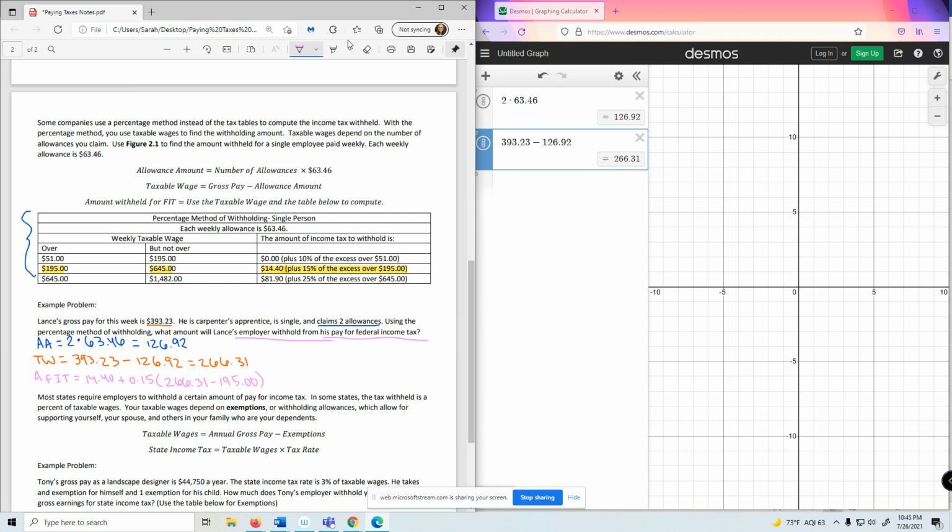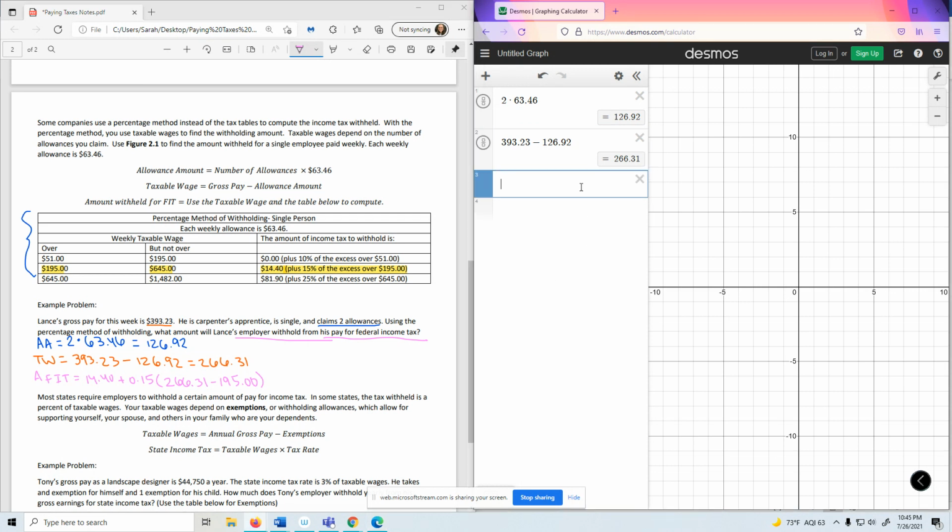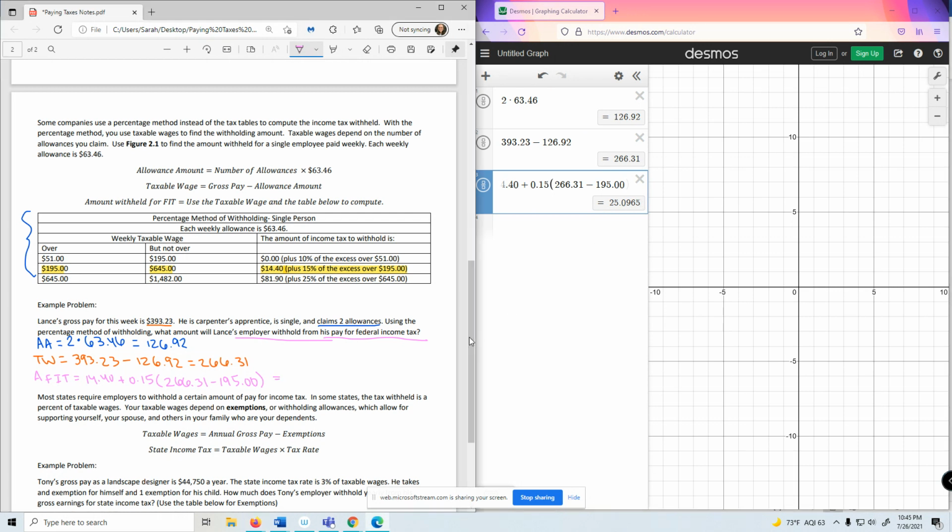And since we've been using a calculator, we can type everything after the equal sign into Desmos all at once. So let's do that. 1440 plus, make sure your decimal's in the right place. Make sure you have the parentheses here. And once again, we are dealing with money, so we're going to round to the nearest cent. $25.096 rounds up to $25.10.